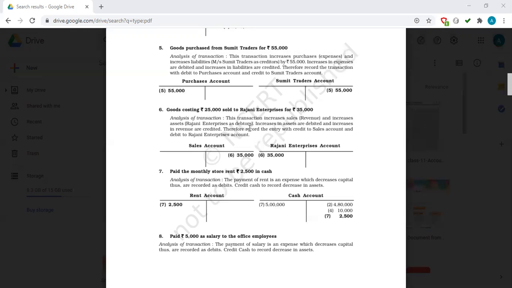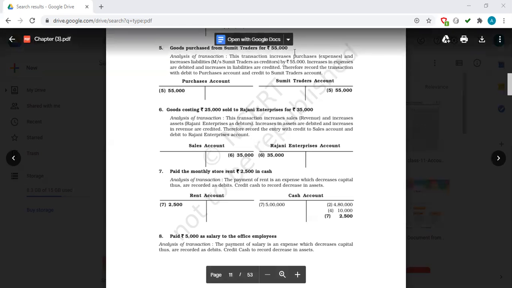right? So the sales account is related to goods. Goods are going out, so goods decrease, that's why it's on the credit side. And Rajni Enterprises account is on the debit side. The reason is Rajni Enterprises becomes your debtor. They will pay you in future.